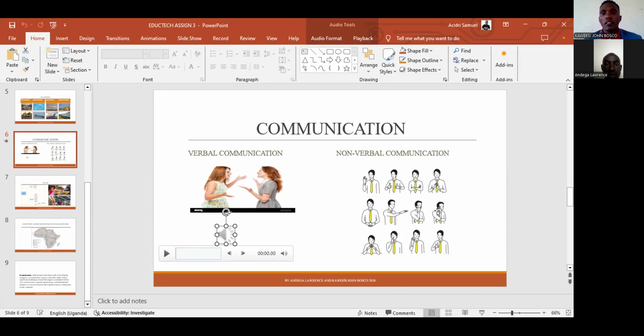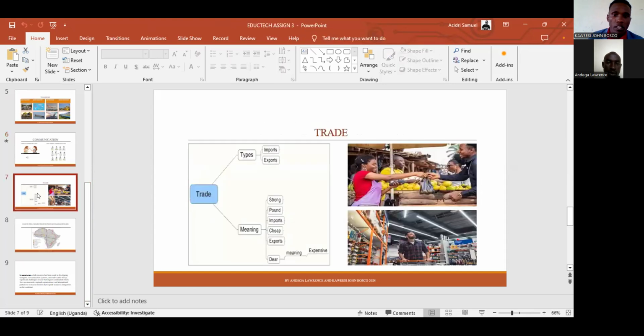Thanks. Yes, thank you so much, my dear student. So these people are not using words, they are using signs. For example, people with disabilities. So they are using signs, as Mr. Lawrence has said. So another keyword that we can talk about is trade.